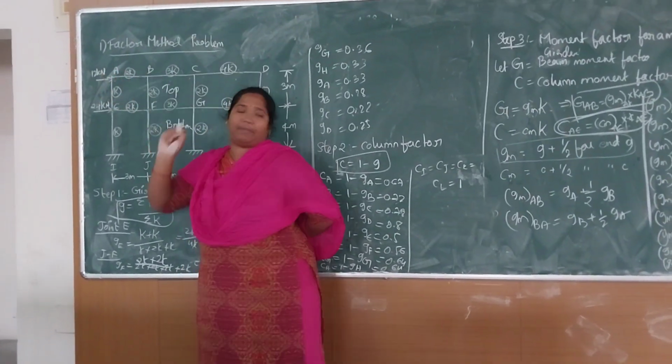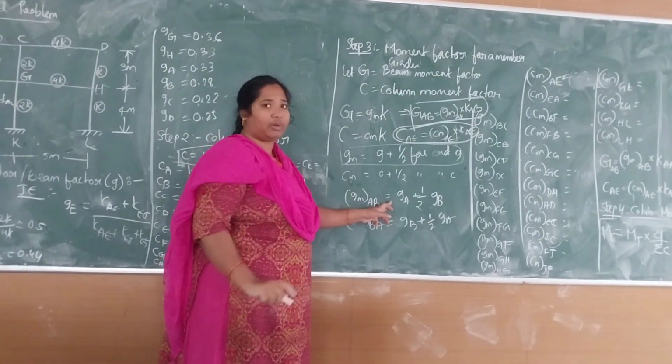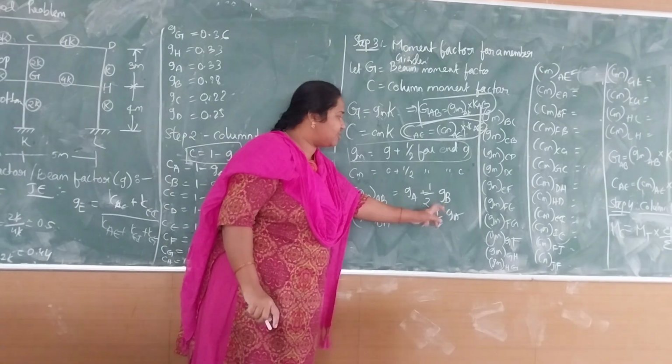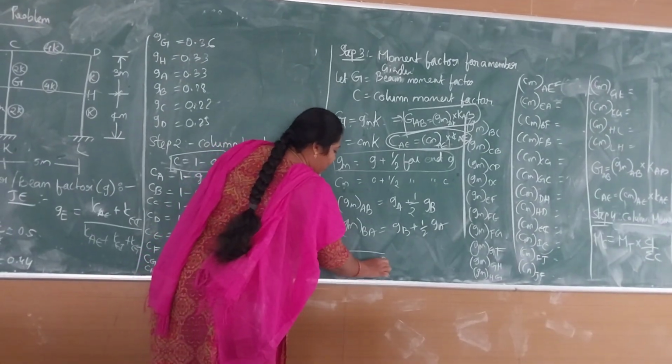Consider taking the AB member. Now, gm of AB is equal to g of A plus half of the far end, which is gB. Now, I am taking this beam. This is joint A, this is the point.